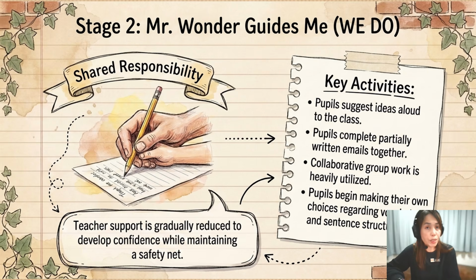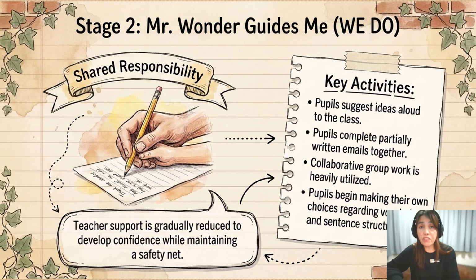Now we move to stage 2. In stage 2, responsibility is now shared more deliberately between teacher and pupils. Pupils continue to suggest ideas aloud. They complete partially written emails. They collaborate in groups and begin making their own choices about vocabulary and sentence structure.